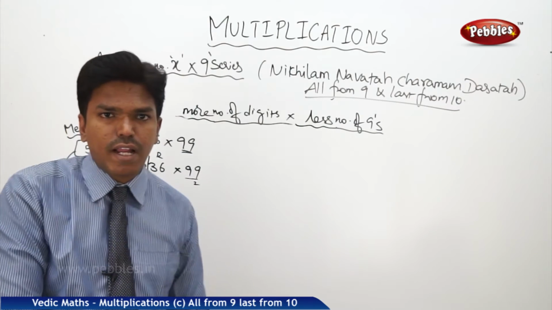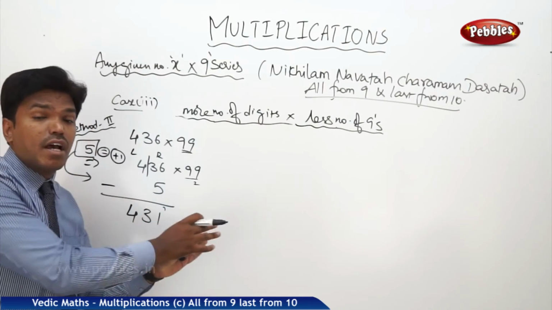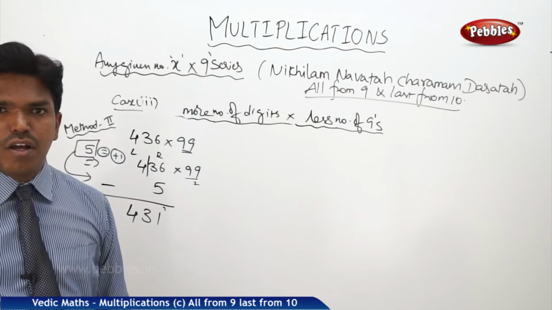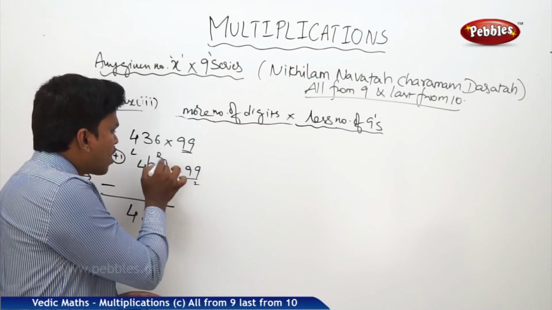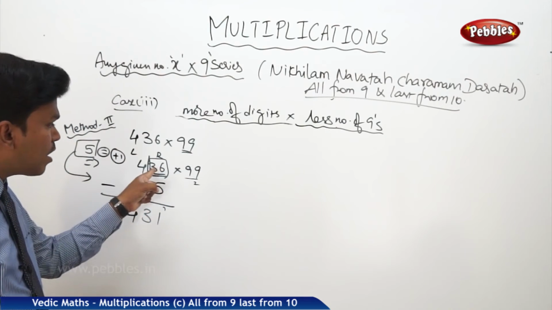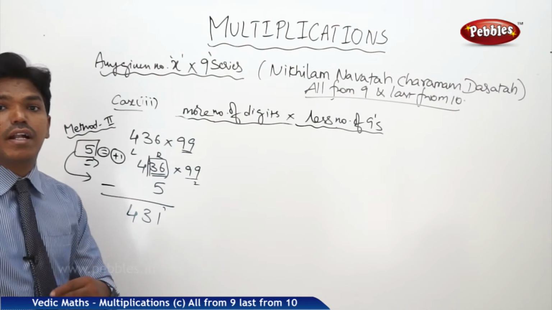Actually we have to get one answer, right? In that answer, this is the left side part. Still we have to get the right side part of the answer. To get the right side part of the answer, you simply go for the right side part of the number which we got above. What is the right side part of the number?